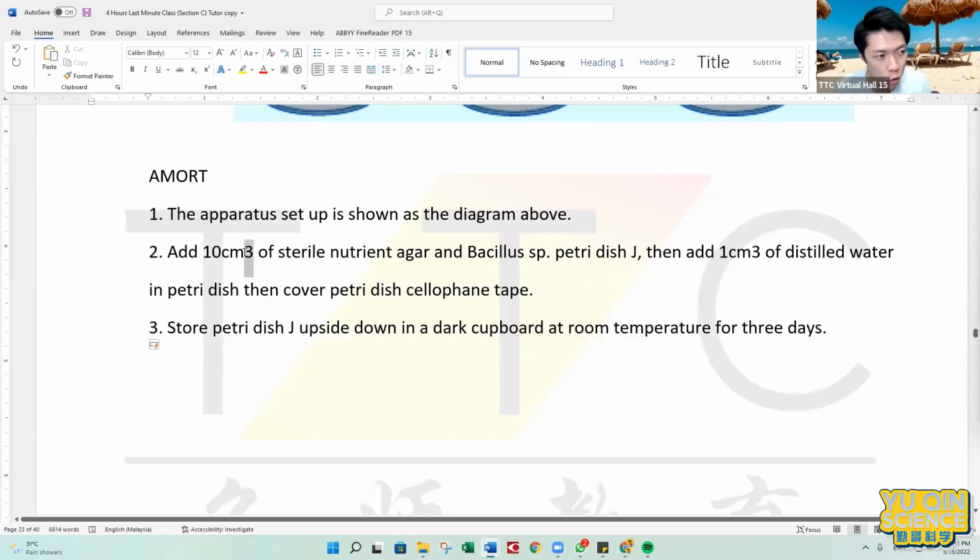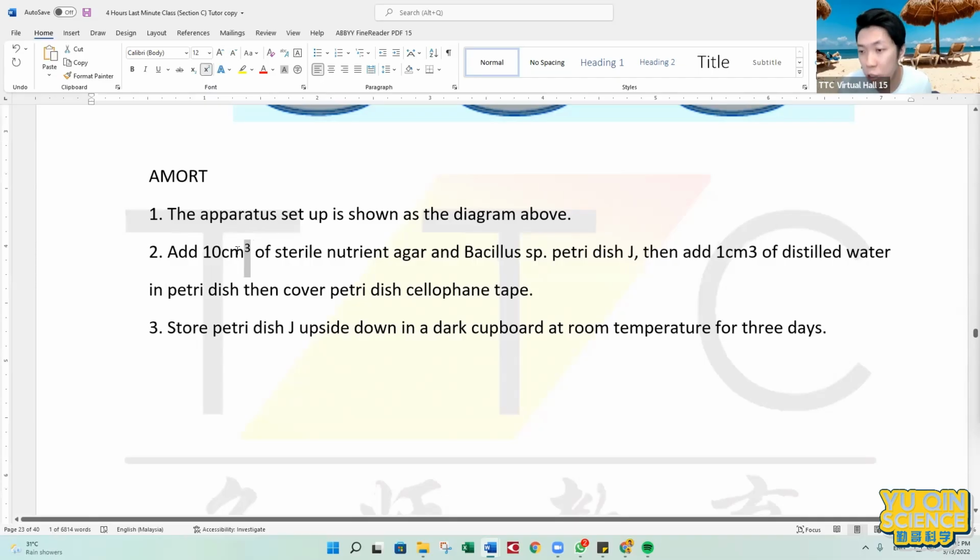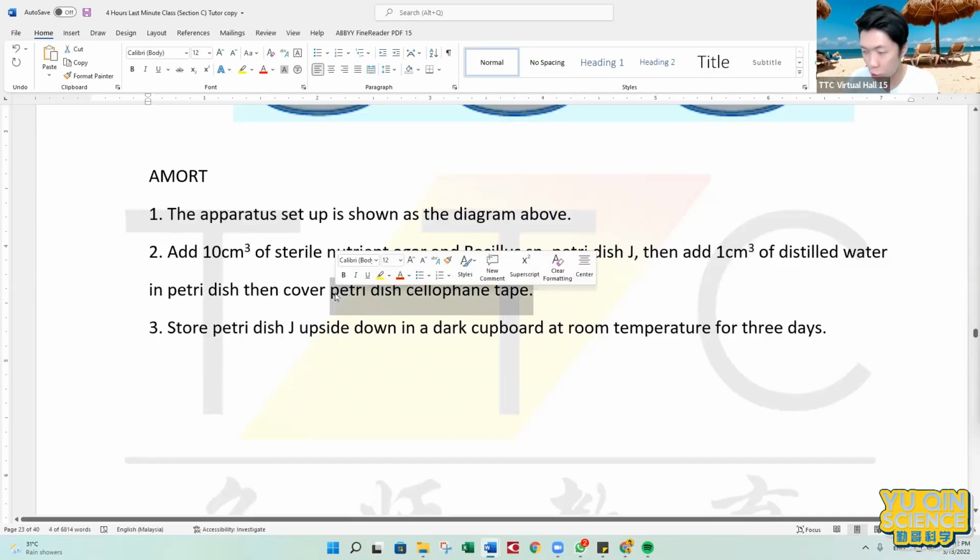Okay, so I'm just going to say a number to it. If you can, try to remember the number. If you cannot, then it doesn't matter. Just write: add sterile nutrient agar into petri dish J, and add 1 cm³ of distilled water into the petri dish and cover with cellophane tape. No number, never mind. If you don't remember, never mind. Just say the material.